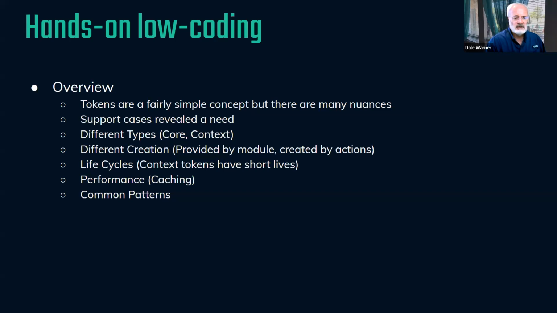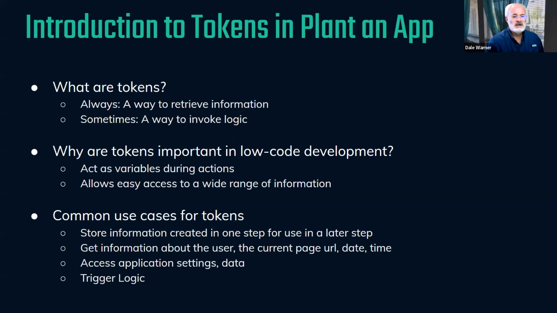They're created differently. Some are provided by whatever module you're using. Others are created by actions that you, as a low-code developer, create. They have different life cycles, so understanding how long things live, and why they're not there for you when you're trying to use them again later, is important. Performance or caching comes into effect. There are certain places where it's great to use caching, so hopefully we'll get to that part as well, and some common patterns in how tokens can be used, just to give you some ideas. So lots going on there, and let's dive in.